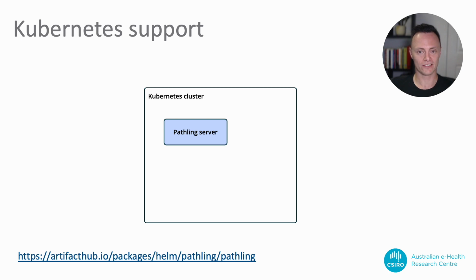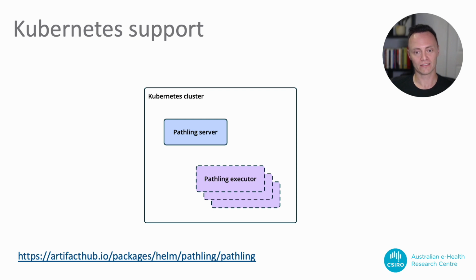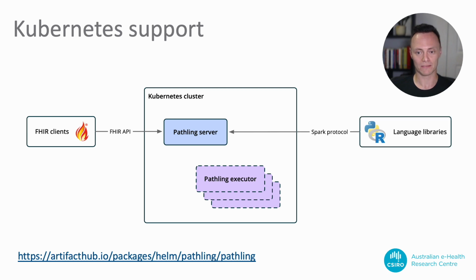Pathling Server is distributed as a Docker image, and we also publish a Helm chart for deploying this image to a Kubernetes cluster. It can be configured to run as a single instance or to spawn worker nodes to process data in parallel. It serves as both a FHIR API that standard clients can communicate with and a general purpose Spark cluster that can run jobs that are defined using any of the supported languages.